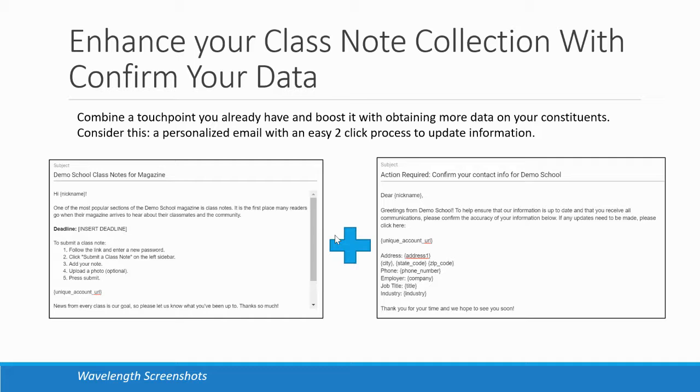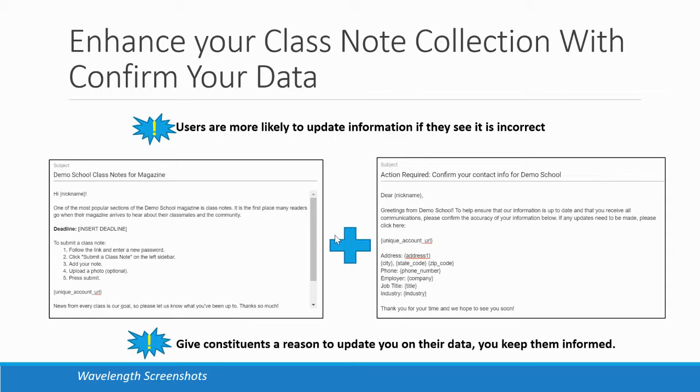What you're seeing here is through our mail merge emails on wavelength, but what you're able to do is send a request for class notes along with a confirm your data. Why is this important? Users are more likely to update information if they see it's incorrect. If you are simply asking for information, they're likely not going to remember what's the last address you have on file. So actually visually seeing it is powerful.